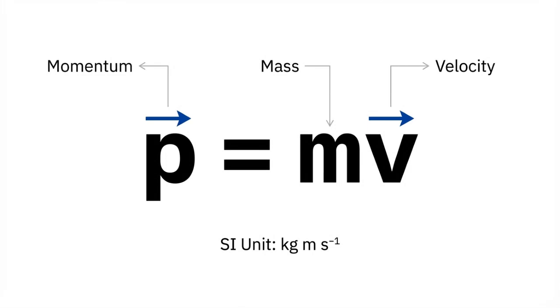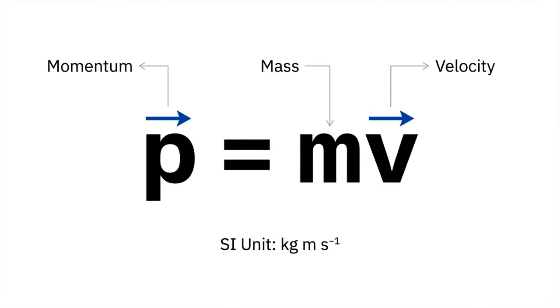Momentum is a way to measure how hard it is to stop an object, and it depends on two things: the mass of the object and its velocity. We calculate momentum by multiplying mass, which is how much matter an object contains, by velocity, which is the speed and direction the object is moving in. The formula looks like this: momentum equals mass times velocity, or P equals m times v.